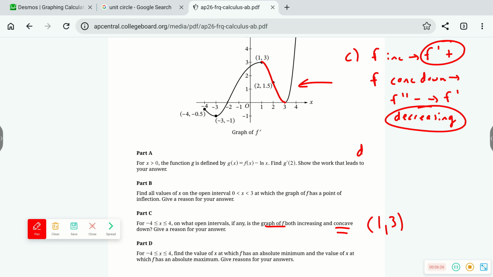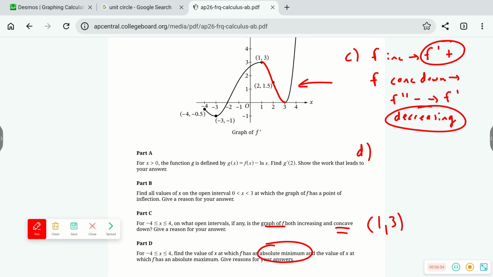All right, part D. Part D says, find the absolute. Anytime you see this absolute, this is the candidates test, some people call it, where you test your endpoints and test the critical points. All right, and see what's what, right? So the endpoints, of course, would be -4 and 4.